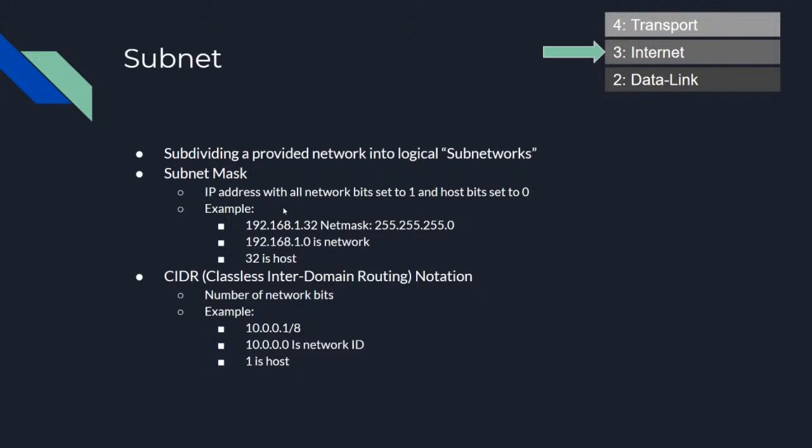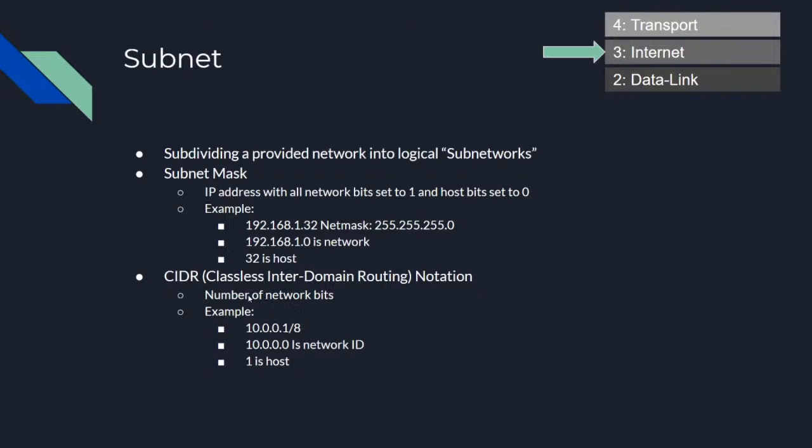So what we need here, we kind of touched on it, is a subnet mask. A subnet mask is an IP address with all network bits set to 1 and host bits set to 0. And that's sent out via DHCP or statically configured so that each device knows what part of the IP address is network and what part is host. So for example, in 192.168.1.32 with the netmask 255.255.255.0, the 192.168.1 part of that IP address is the network and 32 is the host.